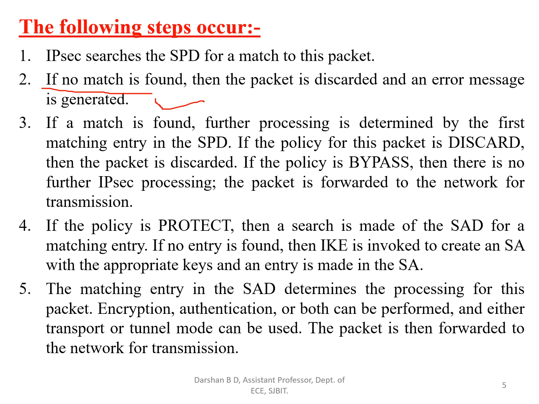If a match is found, the next step is that further processing is determined by the first matching entry in the security policy database. If the policy for this packet is discard, then the packet is discarded. If the policy is bypass, then there is no further IP security processing. If it bypasses everything, then the packet is forwarded to the network for transmission, so it goes directly for transmission.